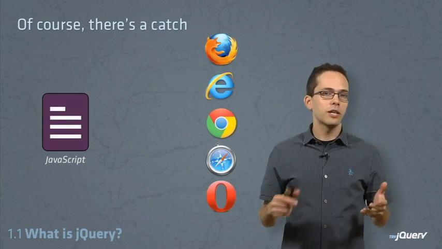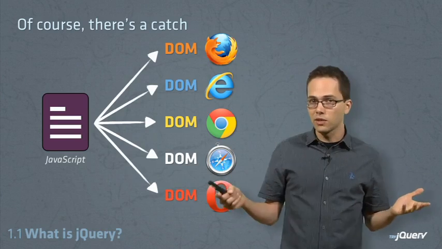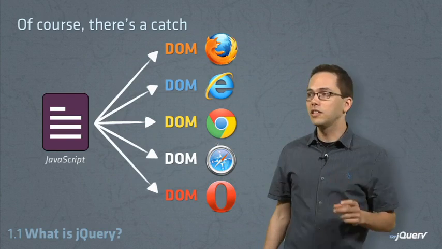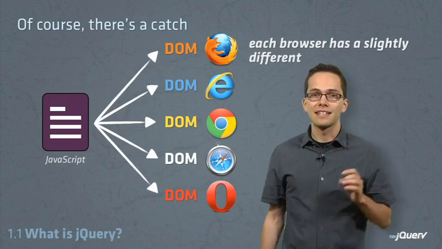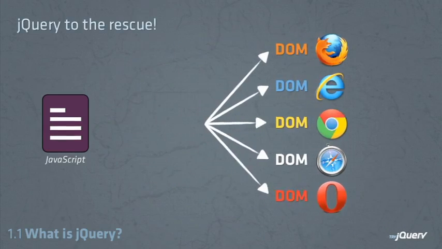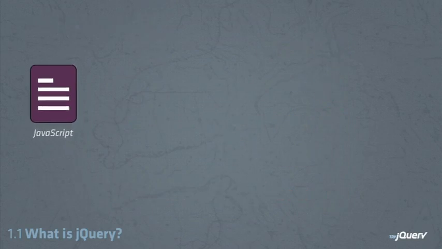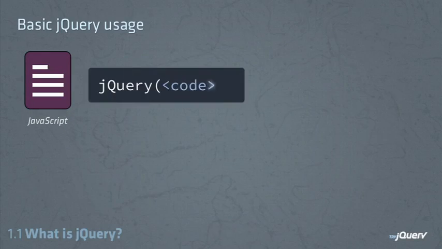So you might be wondering, why don't we use JavaScript to interact with every browser? Why do we even need jQuery? Well, the catch here is that each browser has a slightly different DOM interface. This is where jQuery comes in, so you can write one piece of code which can communicate with all modern web browsers. In order to access the DOM using jQuery, we'll put some code inside of this jQuery function you see here.